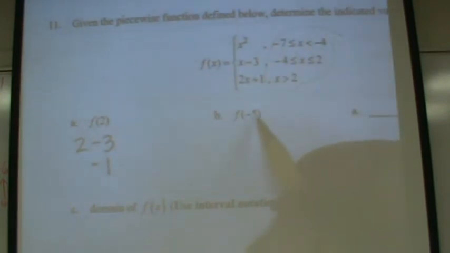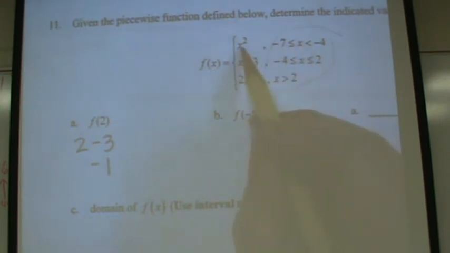And -5, where are you gonna plug -5? Which of the three? The top one? So -5 squared is 25.